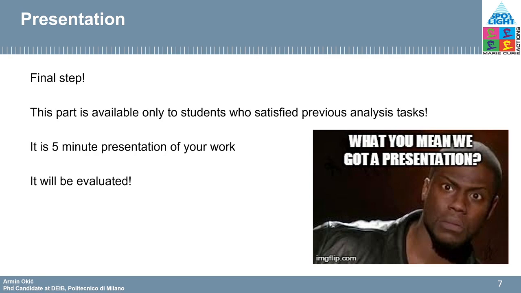And the final step, as I already said, is the presentation. This part will be reached only by the groups who satisfied the previous analysis tasks. Each of these groups will have 5 minutes to present their work, and this step is very important because presentations will also be evaluated, and after the presentations the final rankings will be set.